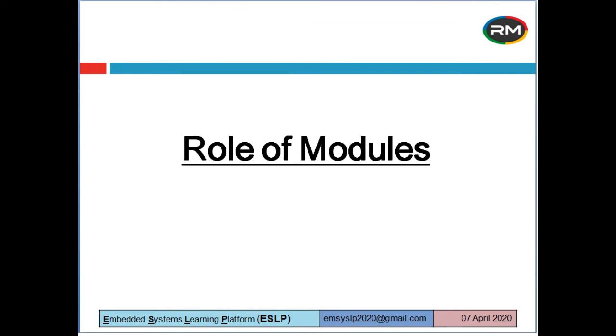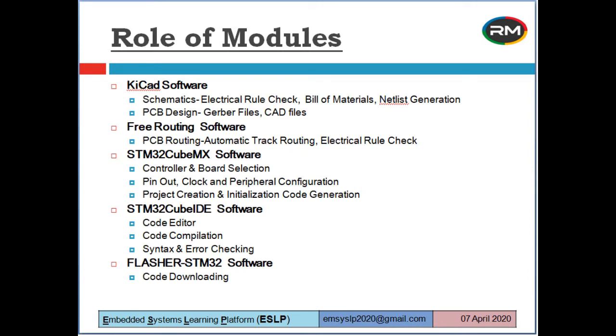The role played by each module of the open source toolchain in the development of embedded systems will be discussed next. Starting with KiCad, it is required for the hardware development phase. It is used for making detailed electrical connection diagrams for the system, for generating the bill of materials and the net list. It is also used for the PCB designing. Freerouting software is used for automatic routing of the tracks of the PCB designed in KiCad. It augments the routing capabilities of KiCad.